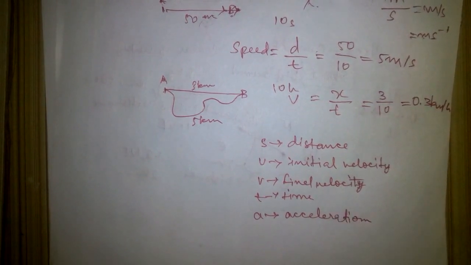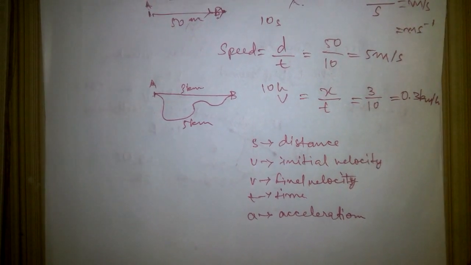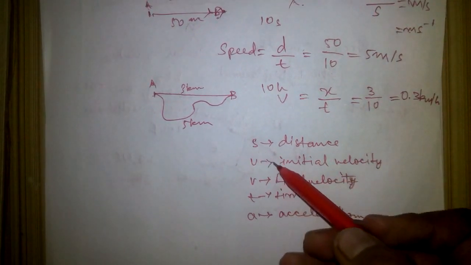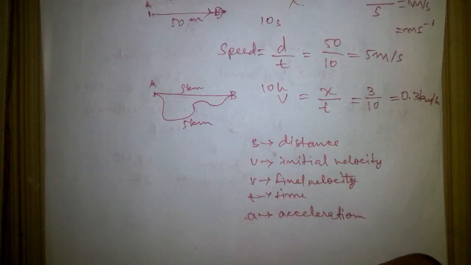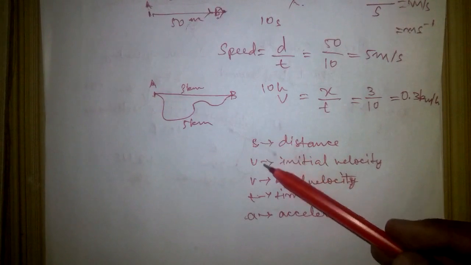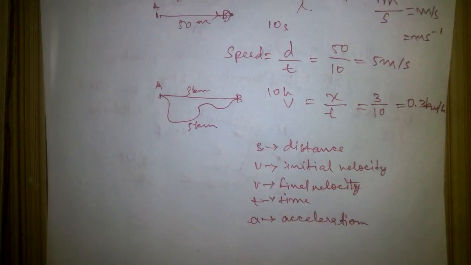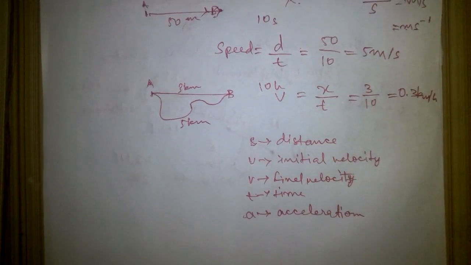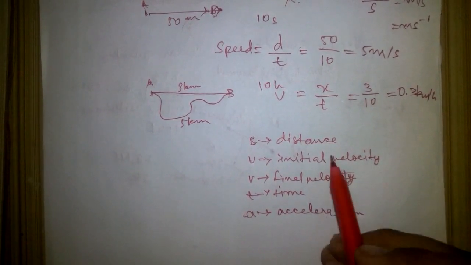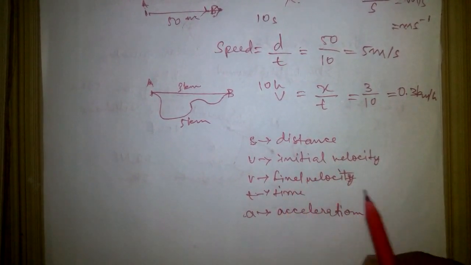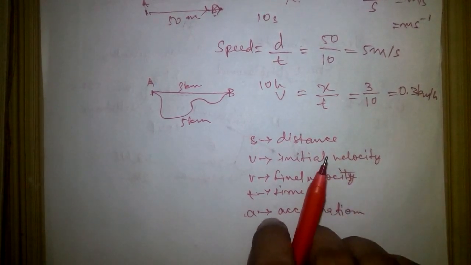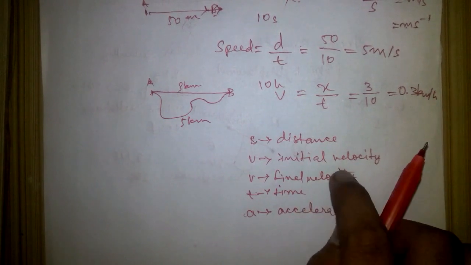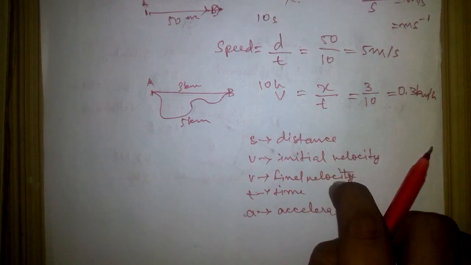Later on you will be studying the equations of motion. They are also termed as SUVAT equations. You can see here S U V A T. I have written it in a different order, but they are all termed as SUVAT equations. Now you will be thinking, what is initial velocity, what is final velocity, and what is acceleration. Acceleration we will read further later. First let me tell you what is initial velocity and what is final velocity.